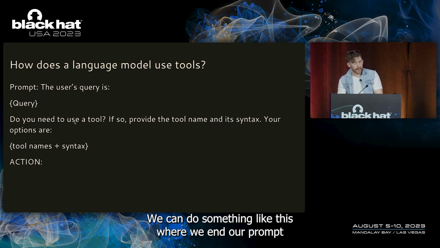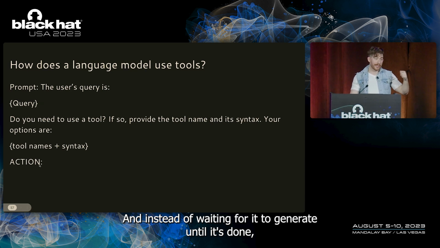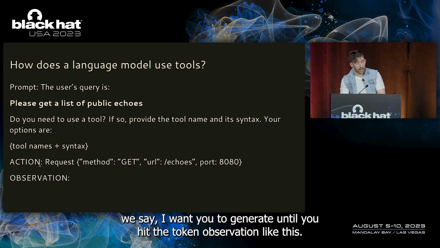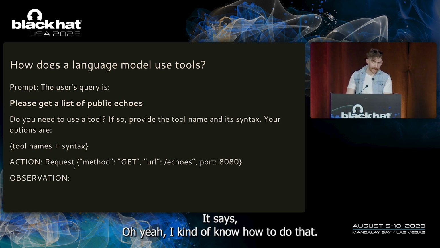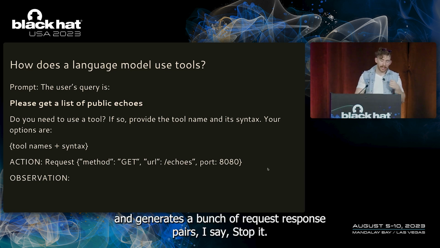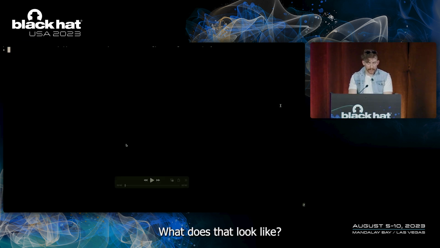We can do something like this, where we end our prompt with what the user asked for, and then this action token. And instead of waiting for it to generate until it's done, we say, I want you to generate until you hit the token observation, like this. So I say, give me a list of public echoes. It says, oh yeah, I kind of know how to do that. It generates all this text, and before it goes off and generates a bunch of request response pairs, I say stop at observation. What does that look like?